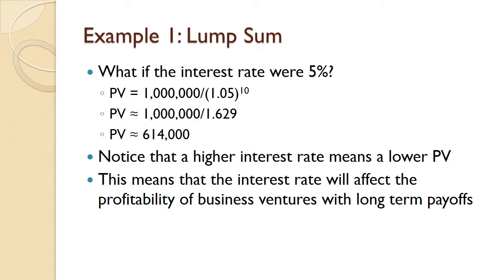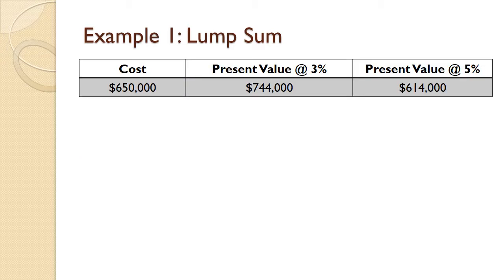Since the interest rate affects the present value of future payoffs, it should also affect a firm's decision regarding what projects are profitable. This is because the firm always has the option to put its money in the bank and earn a guaranteed return. For instance, suppose that your firm had a business opportunity that would result in a $1 million payoff in 10 years, and suppose that it would cost $650,000 today to exploit that opportunity. In a world with a 3% interest rate, this would be a profitable venture, because we already calculated that the present value of that $1 million would be $744,000.